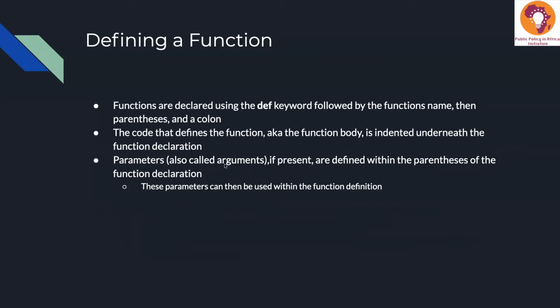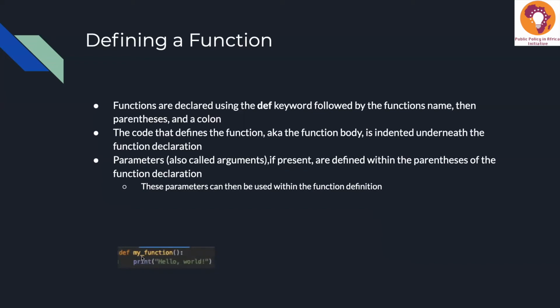Parameters, also called arguments, if present, are defined within the parentheses of the function declaration. These parameters can then be used within the function definition. It's basically like you're creating temporary variables that are scoped to within that function. So you can refer to those scoped variables within the function, and whenever somebody passes something into that function in place of that parameter, it would be assigned the value of that parameter within the function body, and we'll see examples of that here in a moment.